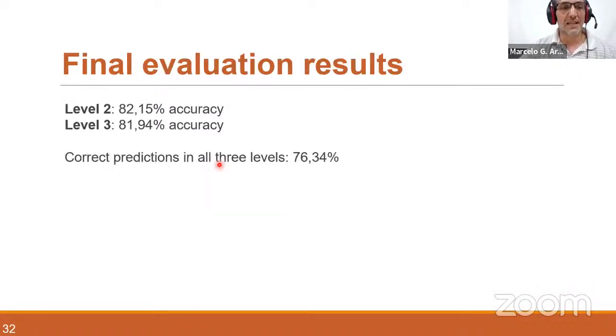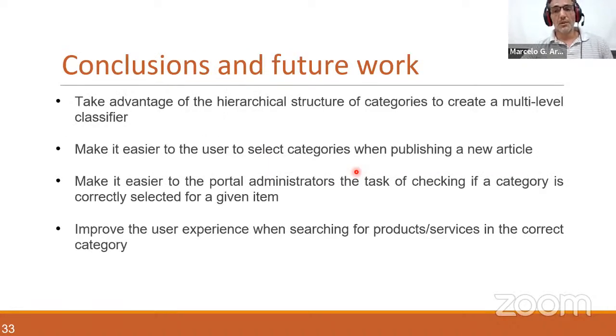And here we have the level 2 classification, and level 3. We have to notice that for the level 2 classification, we are carrying over the errors of the previous classification phase. So at the end, the correct predictions for all 3 levels was 76.34%. So to conclude, we take advantage of the hierarchical structure of categories to create a multi-level classifier.